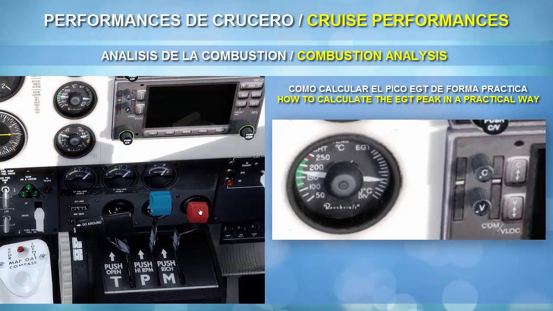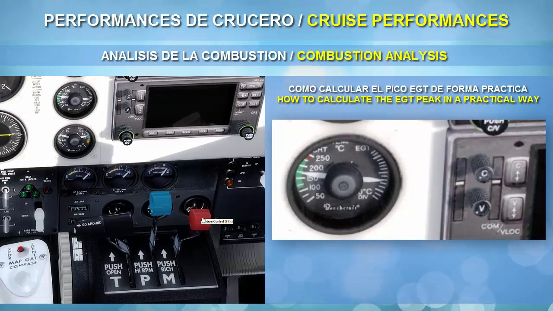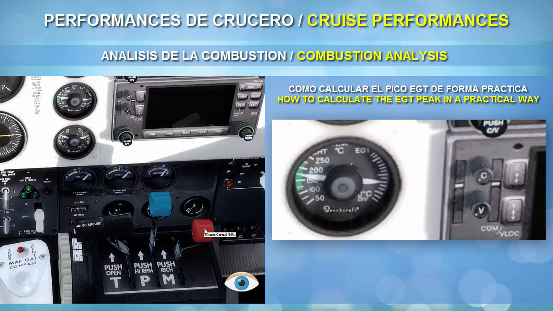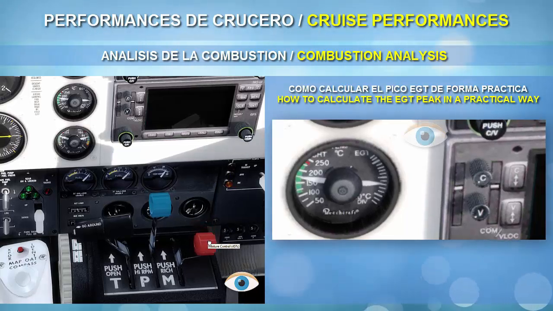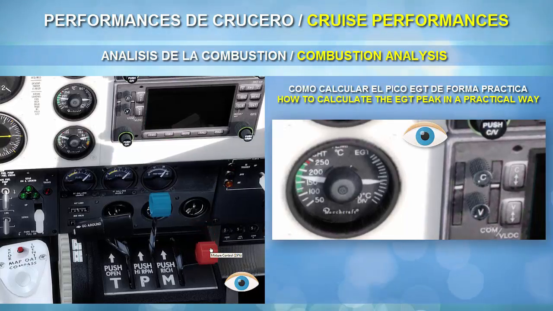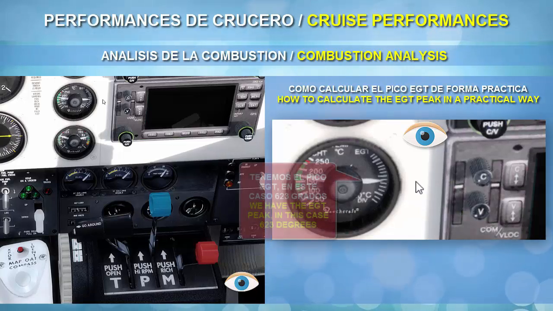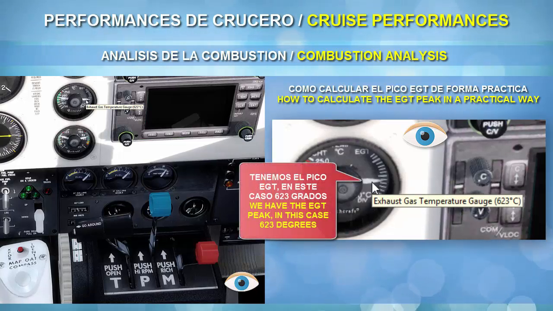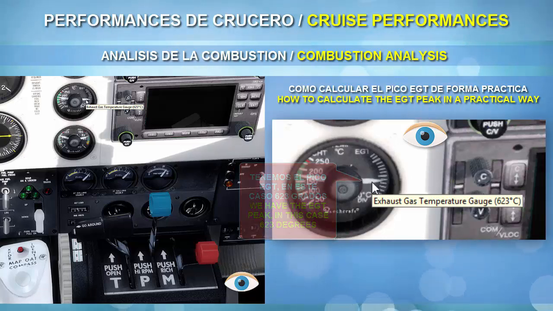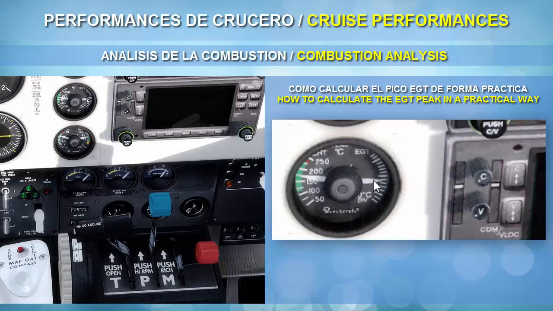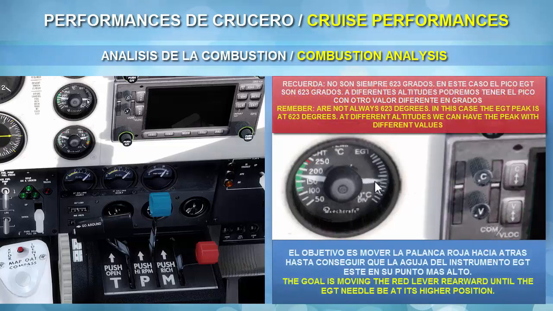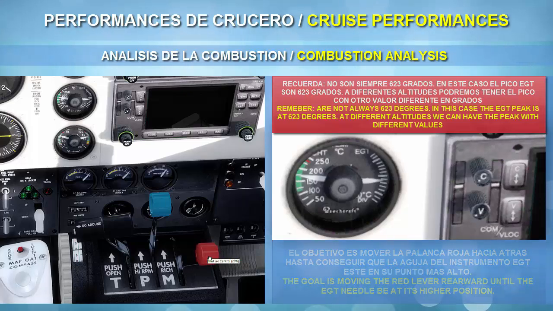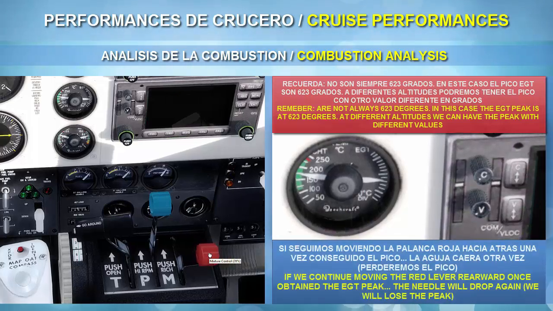Let's find the EGT peak right now, okay? Right now we are flying at a certain altitude, and we will move rearward, that is, we are leaning the mixture to find the EGT peak. See how the needle rises. Okay, we have the EGT peak in this case. We have the peak at 623 degrees, okay? That is the higher position. So the goal is moving the red lever rearward until the EGT is at its highest position.